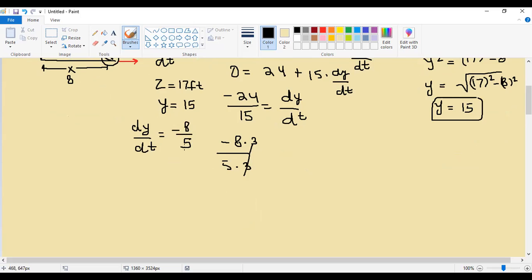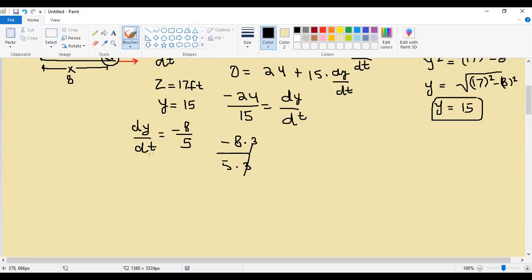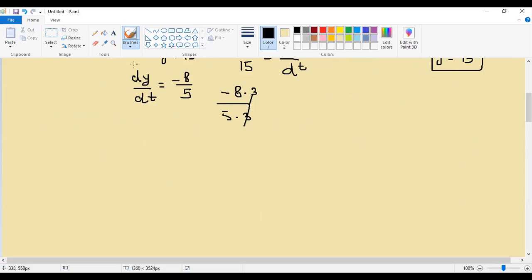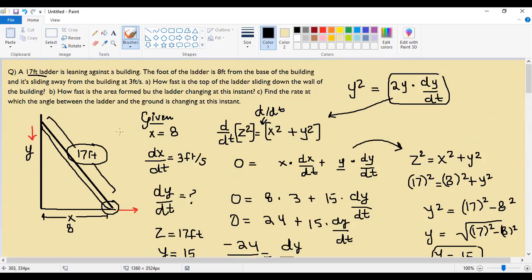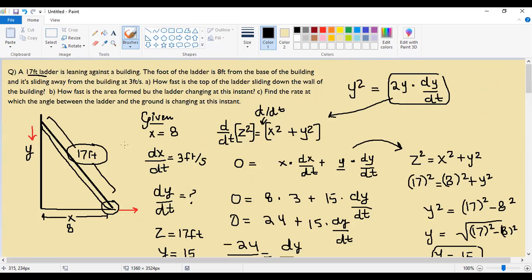Now, moving on to the next part of this question here, we're essentially asked how fast. So we've solved the question, how fast is the top of the ladder sliding down the wall of the building, which would be -8 over 5 feet per second. But we are also now asked for something else.